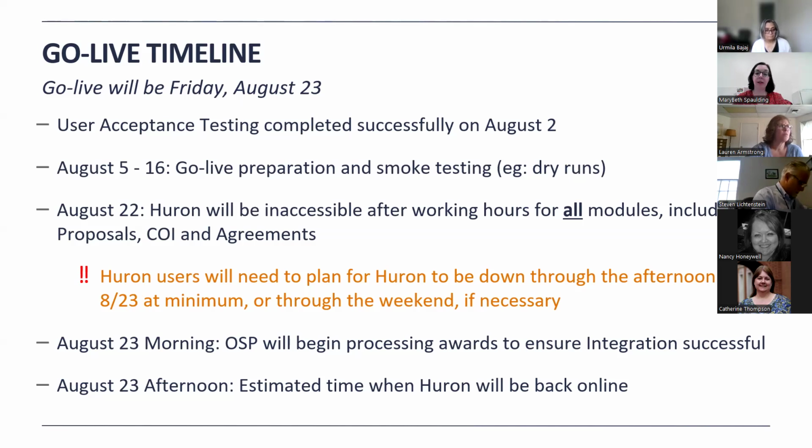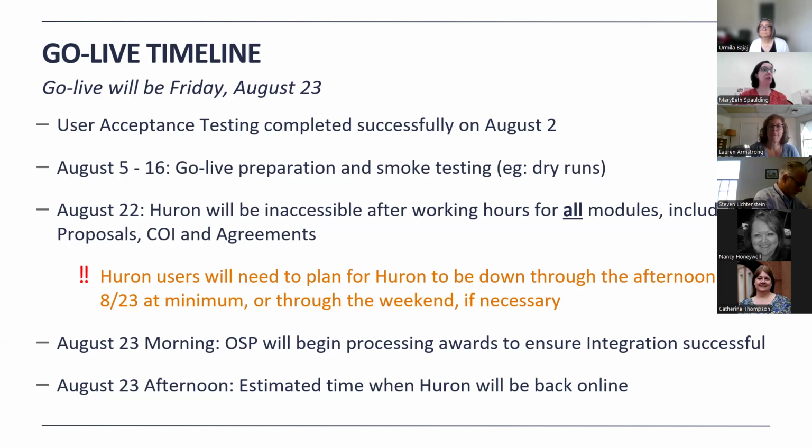And so on August 22nd, after hours, the system is going to go down. And when I say the Huron system is going to go down, it means everything. It means agreements, proposals, conflict of interest, all of it. The plan and the goal is that it will only be down through the afternoon of August 23rd.